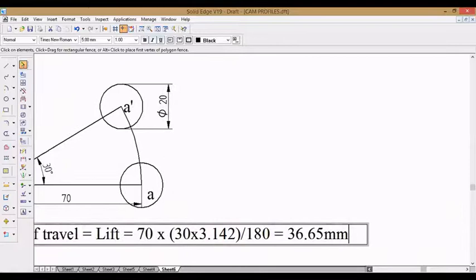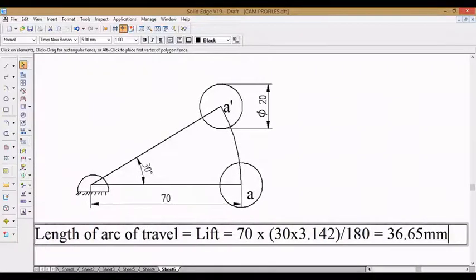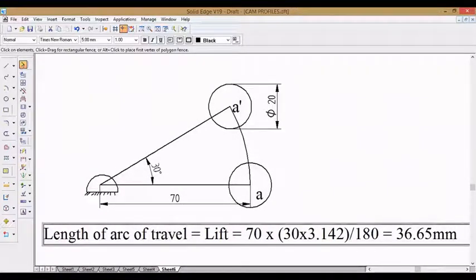So this is the total lift of the follower. For oscillating follower, displacement will not be given sometimes. You need to calculate with this formula, that is, using angular displacement and length of the oscillating follower. So now we calculated. You note this also: length of the arc of travel is equal to lift, which is equal to 70 multiplied by 30 degree multiplied by pi divided by 180. So 36.65 is the total lift.